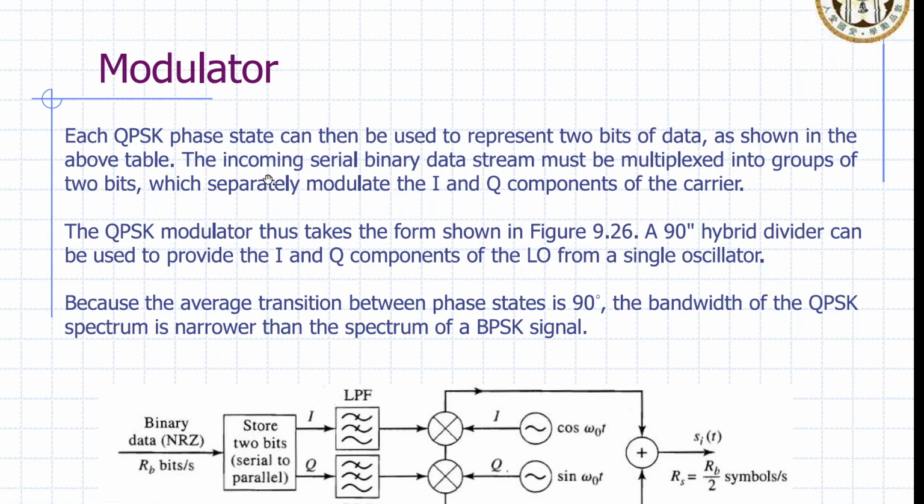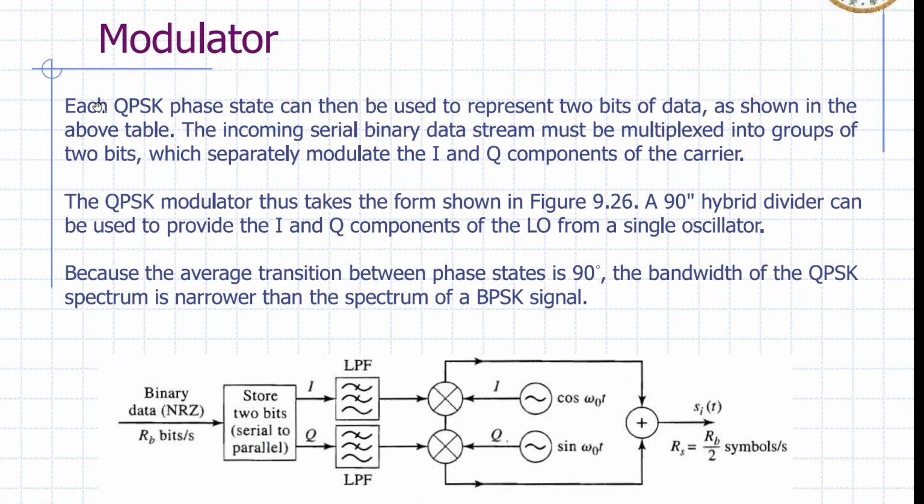Now the block diagram for the modulator. Each QPSK state can be used to represent 2 bits of data. So the incoming serial binary data must be multiplexed into groups of 2 bits, which separately modulate the I and Q components. So incoming data is coming. Now we will group this into 2 bits. Then it is converted to parallel. That is, one bit goes to the I channel and another bit goes to the Q channel.